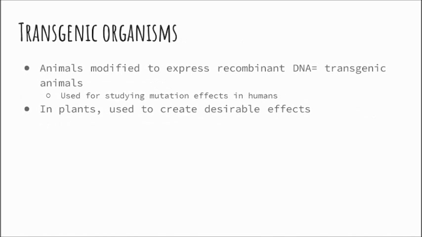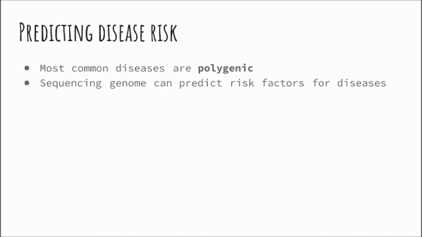So transgenic organisms are essentially genetically modified organisms. They are individuals that are modified to express recombinant DNA. In animals, these are used for studying mutation effects in humans, and in plants, these are used to create desirable effects, like we talked about in the banana and watermelon. But there are so many other examples.